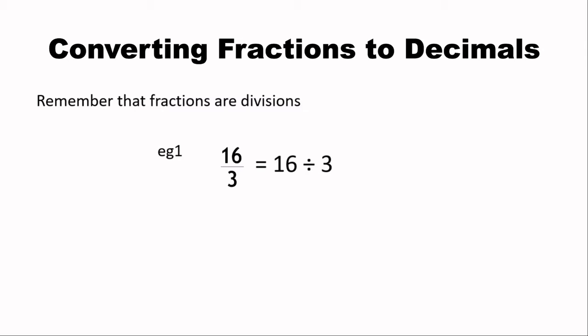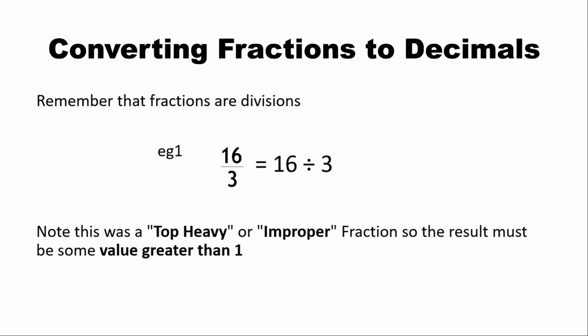But one important thing to keep in mind to make sure you've got your place values correct, that is your decimal in the right place: when you divide a big number by a smaller number, as we do in top-heavy or improper fractions, the result will always be some value greater than 1. So it won't be 0 point something. So let's set up this long division.